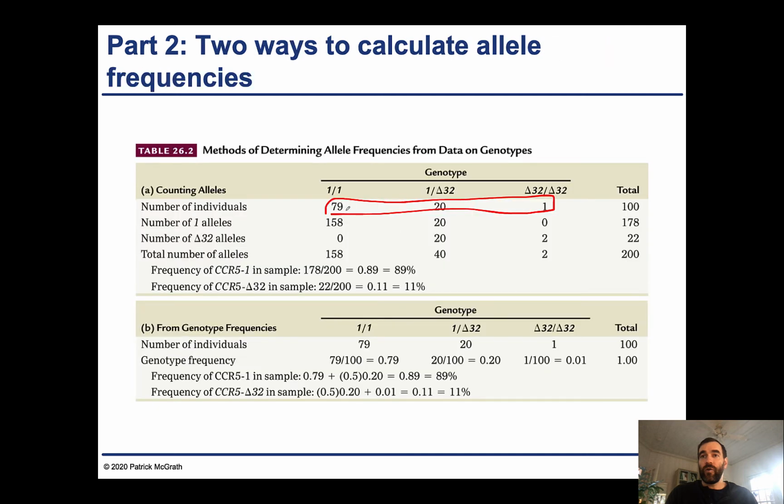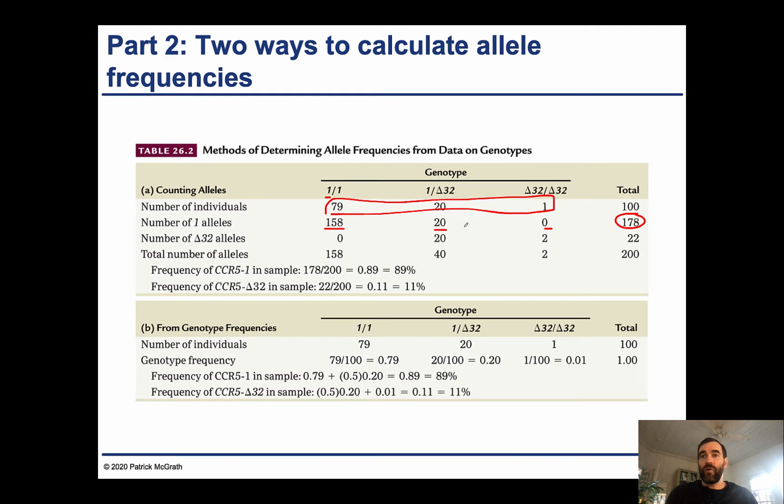So if we wanted to calculate allele frequency, we can do that. We are not using Hardy-Weinberg yet. On this whole slide, we're not using Hardy-Weinberg. Right now, all we are doing is calculating the allele frequency using the genotype frequencies. So if we calculate p, this is this allele right here. These individuals each carry 2, so there's 158 alleles within these individuals. There's 20 within the heterozygotes, and then there's 0 within the homozygotes, delta 32. If we add all these up, there's 178 of the one allele.